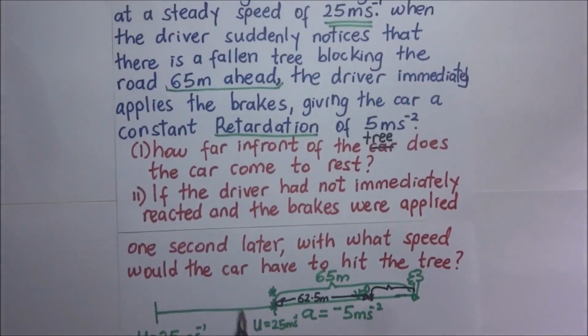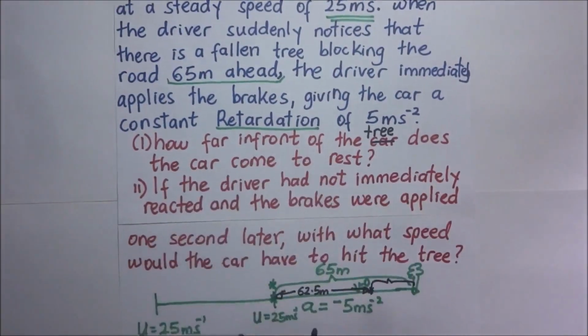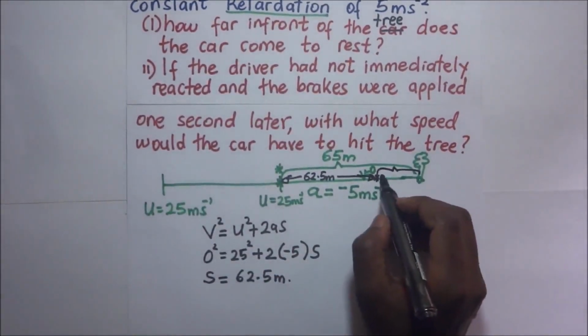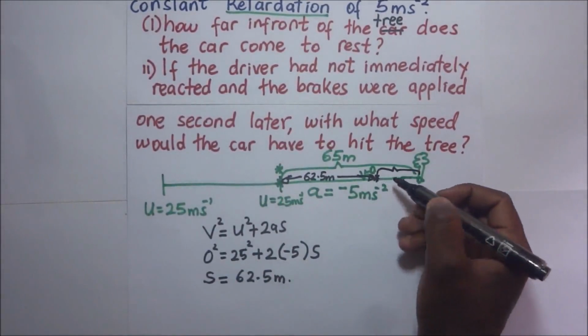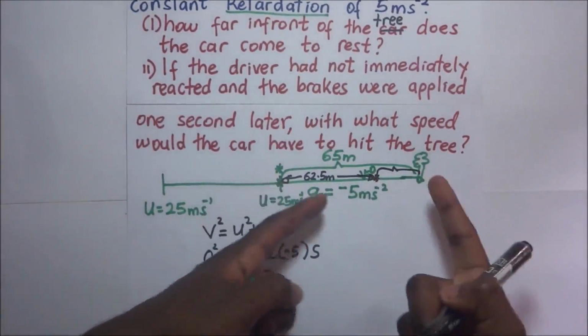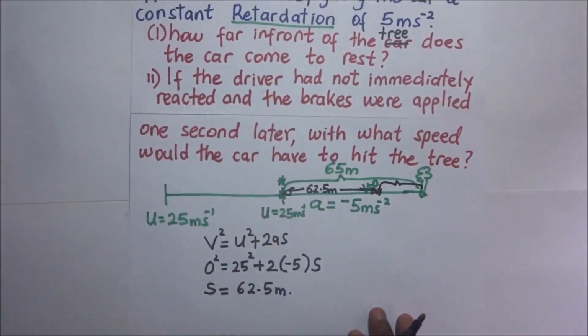But the question is asking how far in front of the tree does the car come to rest? It means we are interested in this remaining distance in front of the tree. So the answer here is going to be 65 meters minus 62.5 to get the distance in front of the tree, for us to be able to answer Roman 1.